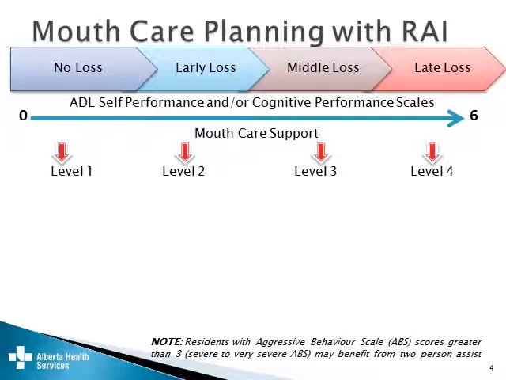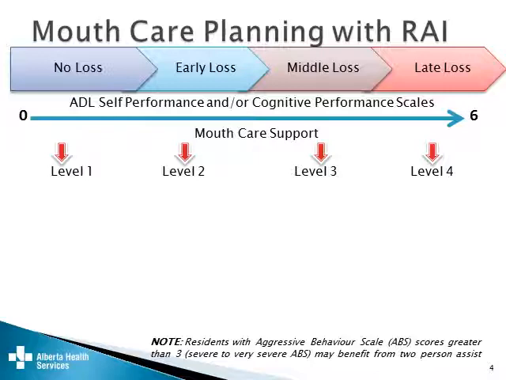Level 2, early loss, indicates residents in early stages of disablement who may struggle with personal hygiene tasks. These individuals will need caregivers to act as coaches to assist with getting organized and keeping on task. According to the RAI data in Alberta, 10% of ADL scores to 15% of CPS residents fall into this category.